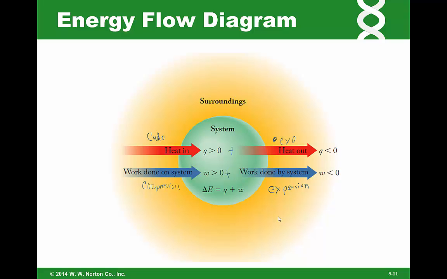Still, it is always true that the total energy change of the system is Q plus W. So there may be some heat in, there may be some work out, there may be work in, there may be heat out. Any combination of these things, we just need to add up the total heat and the total work, and that will give us our total internal energy change for the system.